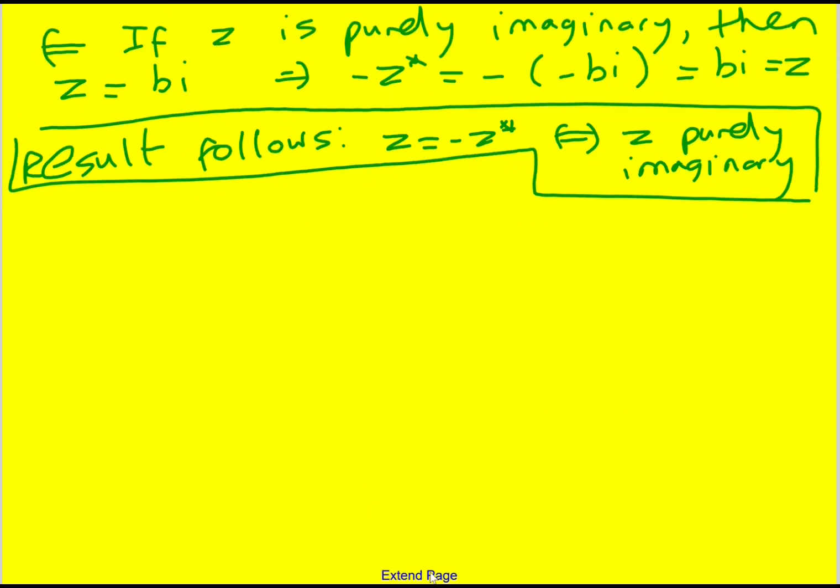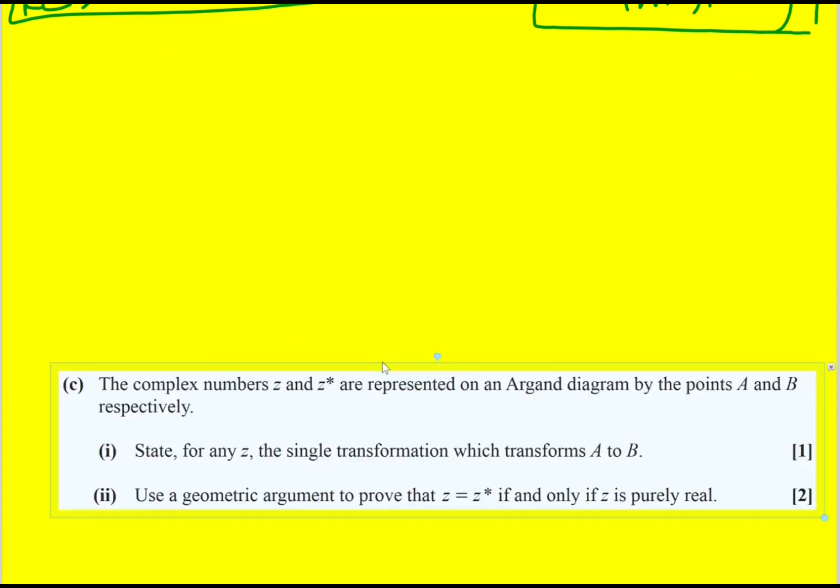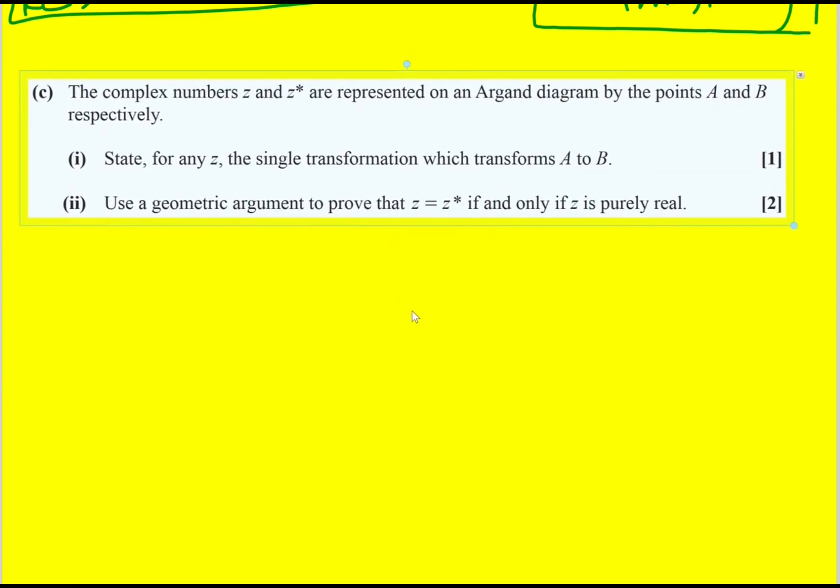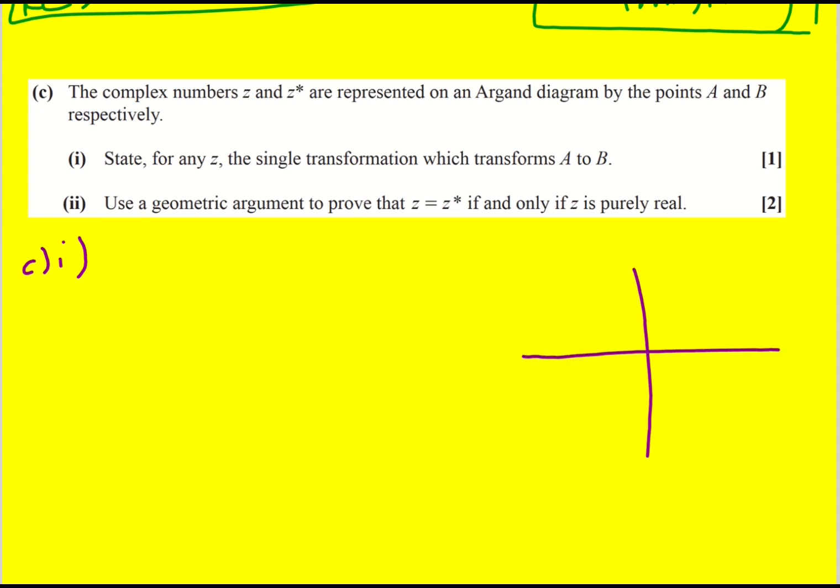So that was an algebraic argument. In part C, we're asked to use a different idea, a different proof, a geometrical argument. But first up, we're asked to state for any z the single transformation which transforms A to B. So I've got z as my point on my Argand diagram. A is the point on my Argand diagram for z. Maybe I draw it here.